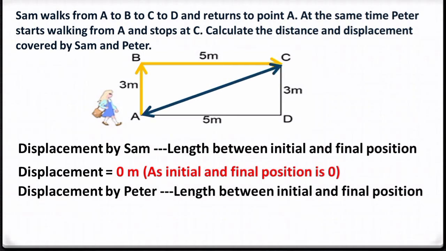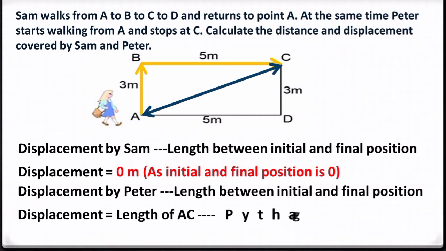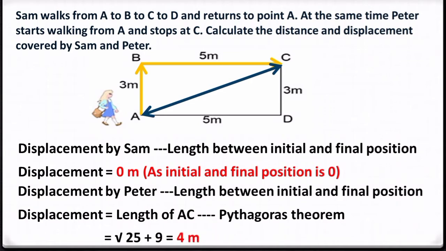In the figure, ABC forms a right angle triangle. So, in order to find the length of AC, which is the hypotenuse of the triangle, we can use Pythagoras theorem, which states that the sum of the squares of two legs of a right triangle is equal to the square of its hypotenuse. So, we get the value as 4 meter. That means Peter's displacement is 4 meter.